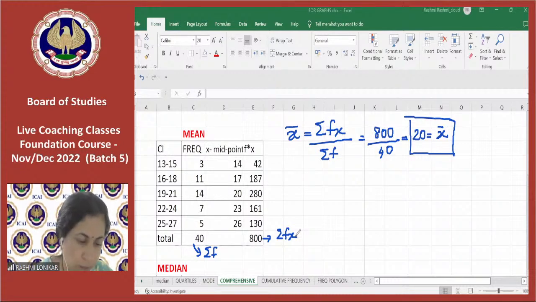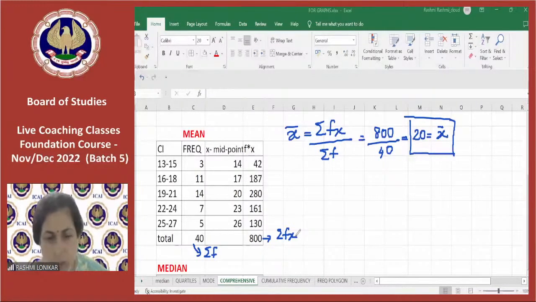Yes, 20. Sagar, yes, 20. Zeba, 42. How did you get 42? Yes, Gunshita, Chahal. Yes. Lisa, yeah, very good.